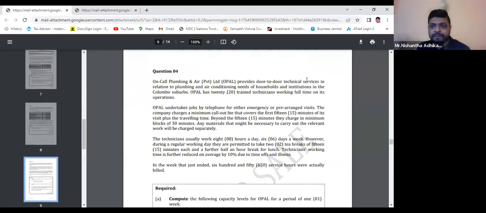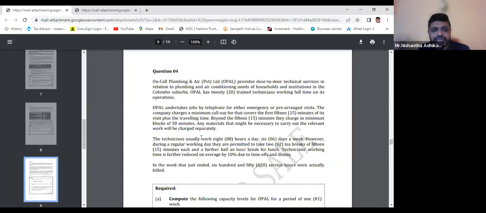OPAL has 20 trained technicians working full time in its operation. Remember, 20 technicians. OPAL undertakes jobs by telephone for either emergency or pre-arranged visits. The company charges a minimum call-out fee that covers the first 15 minutes of each visit plus the traveling time. Beyond 15 minutes, they charge in minimum blocks of 30 minutes. Any material necessary to carry out the work will be charged separately.